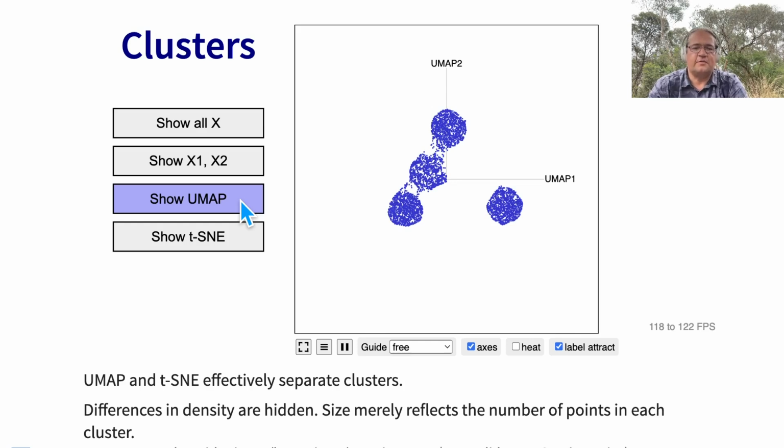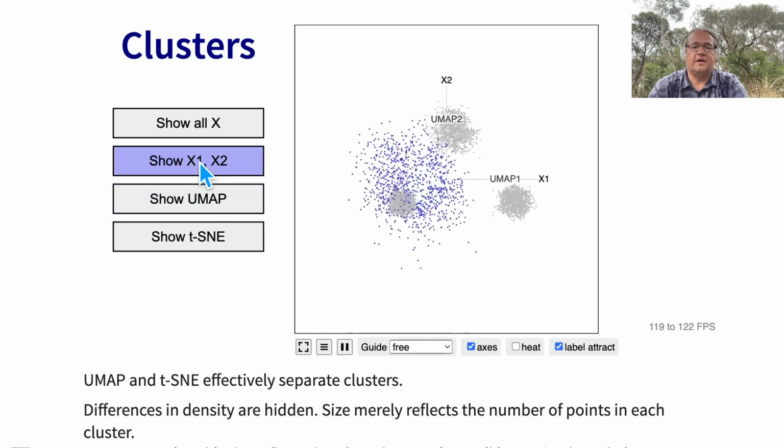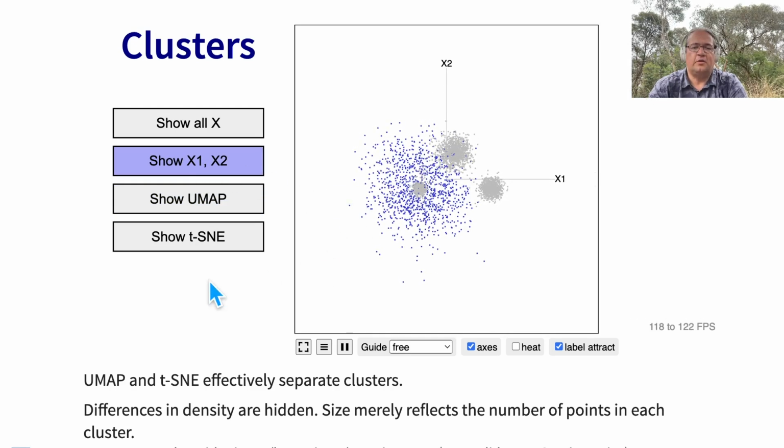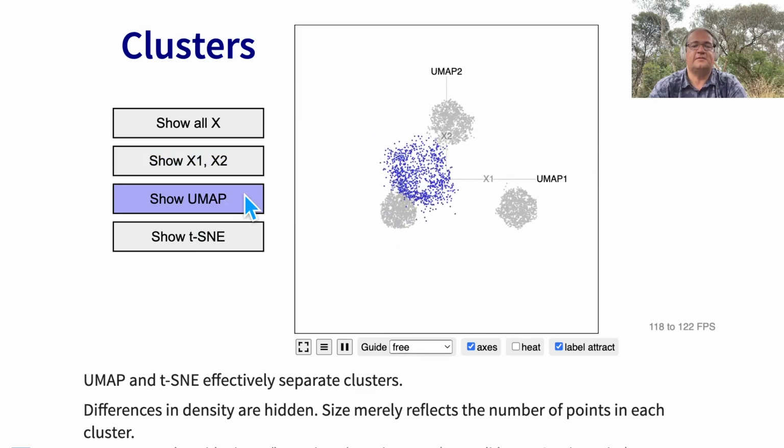So the clusters were spread out to different degrees, but in the UMAP view, the size of the clusters more reflects just the number of points in the clusters. And in particular, this cluster here, if we look at the original data, it was really spread out. We've lost that information. But it really has done a great job of separating the data into clusters. There's clusters inside other clusters here, and it has managed to separate them very nicely.